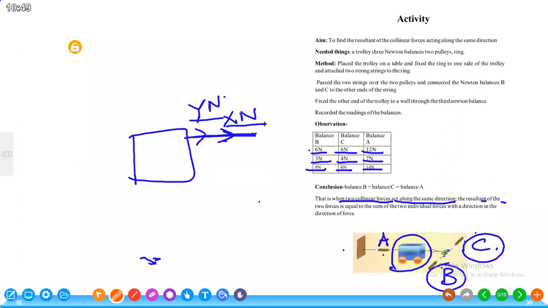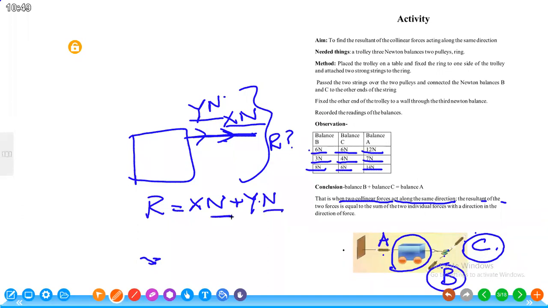So what is the resultant force here? What is the resultant force? The common equation is R equal to X Newton plus Y Newton. Newton is the SI unit of force. So you can easily find the resultant force that way. Right, students?